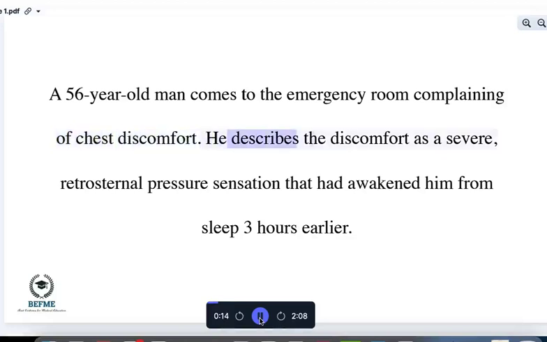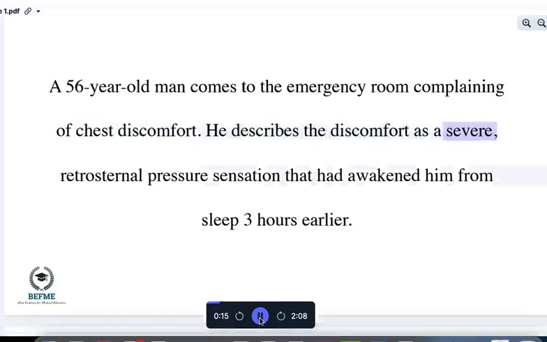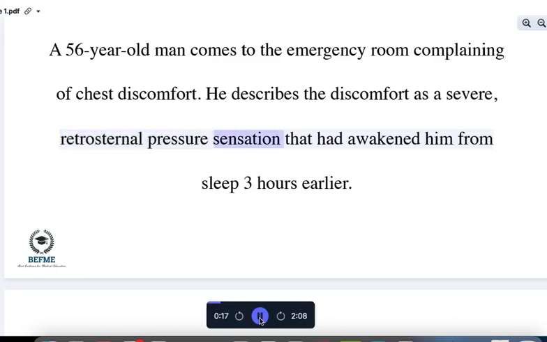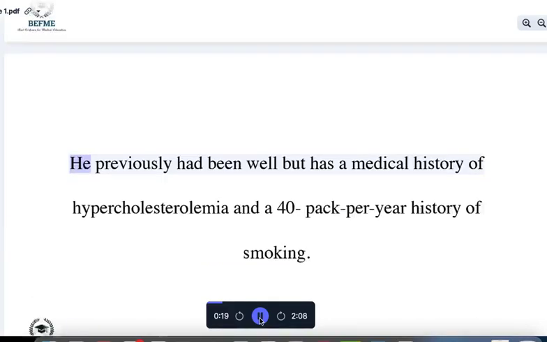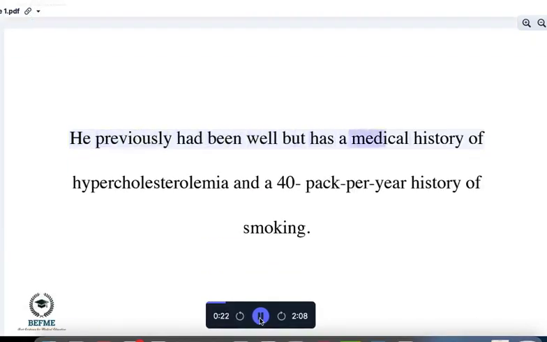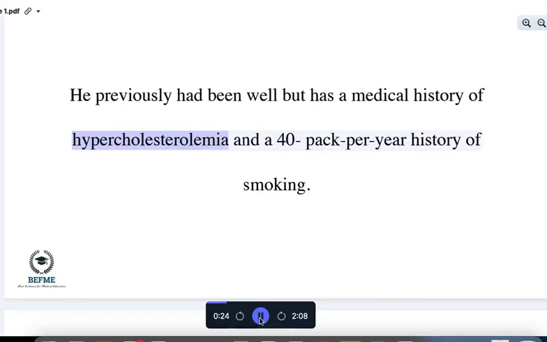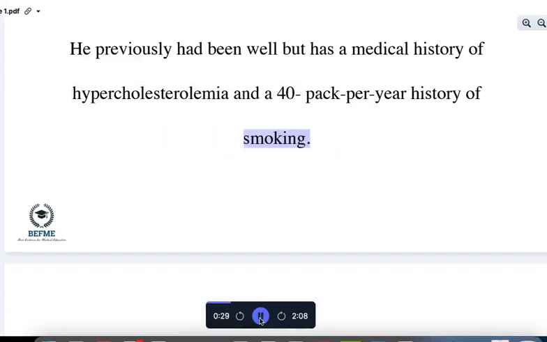He describes the discomfort as a severe retrosternal pressure sensation that had awakened him from sleep 3 hours earlier. He previously had been well but has a medical history of hypercholesterolemia and a 40-pack per year history of smoking.